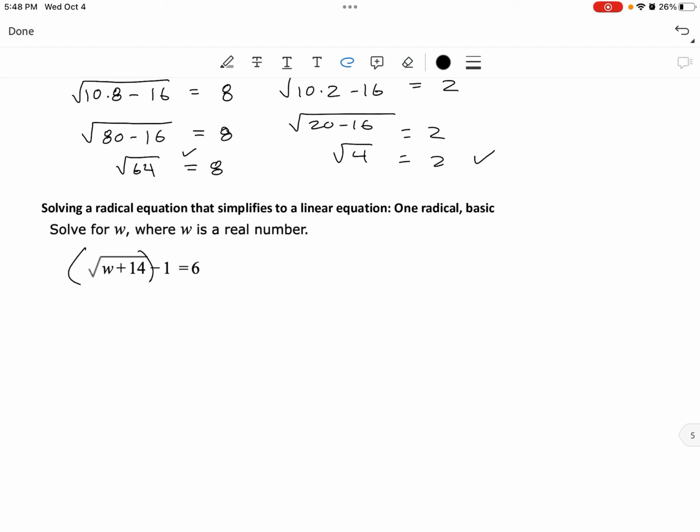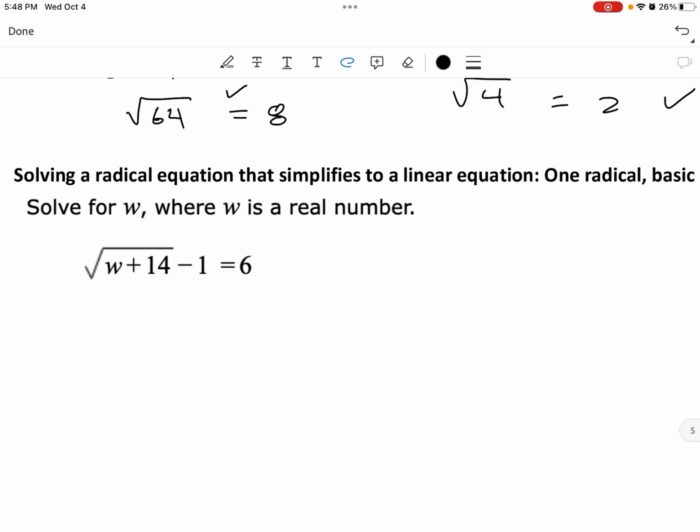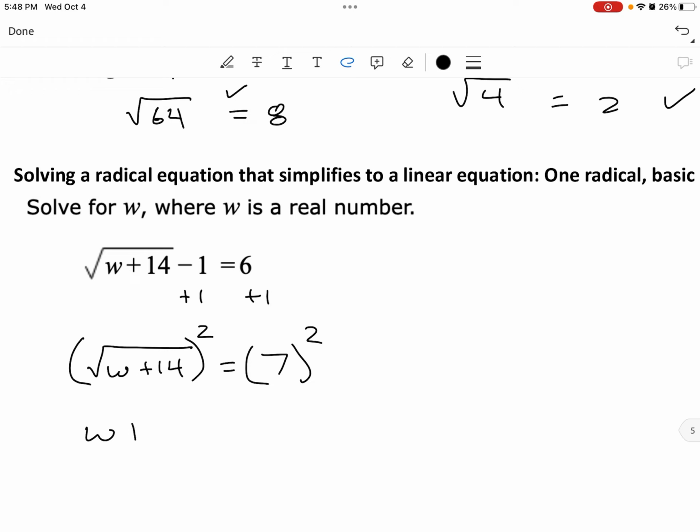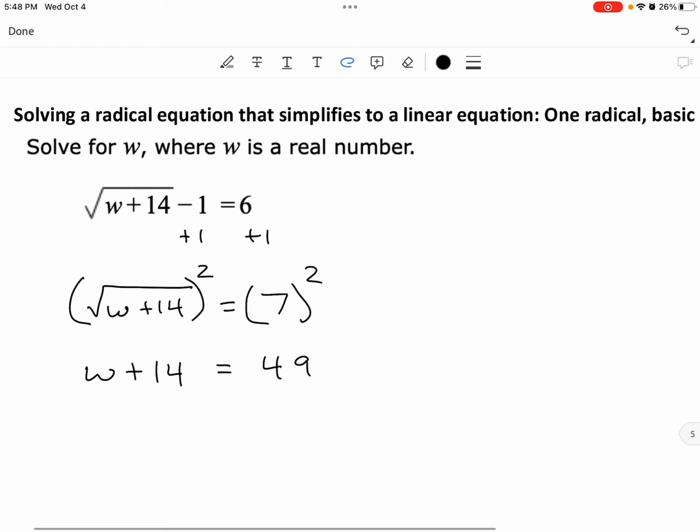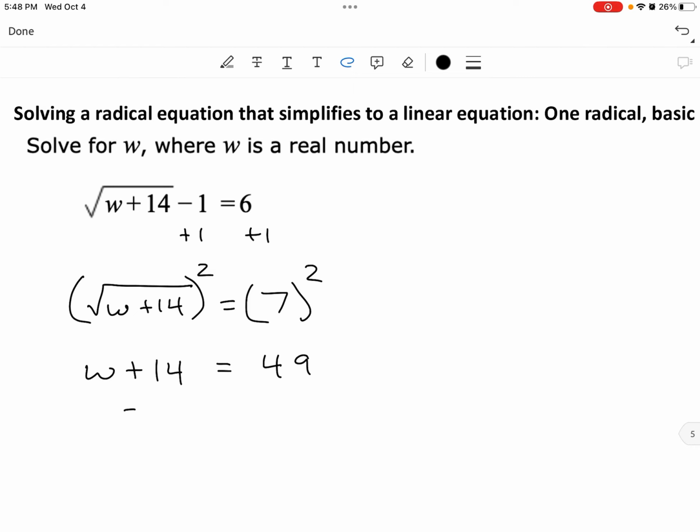Here's another one where, again, we want to be able to do the squaring to get rid of our radical, but we first need to isolate the radical. So we'll add 1, and we get the square root of w plus 14, which equals 7. We'll square both sides. This will free up our radicand. So we've got w plus 14. Now, don't forget to square the 7, so we've got 49. Then we'll minus 14, and we get w is equal to 35.